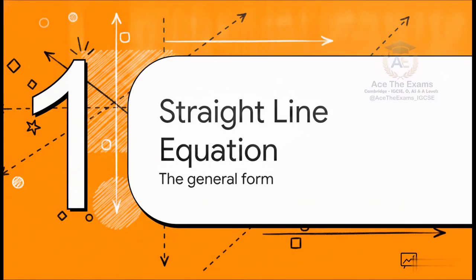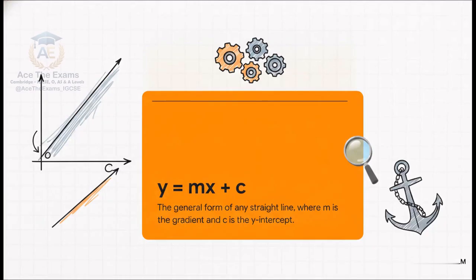All right, section 1, the straight line equation. Let's unpack the foundational framework that makes all linear graphs possible. Any straight line on a flat plane can be written in this general form, y equals mx plus c. Think of this as your universal translator for geometric lines. The m represents our gradient, basically how steep the line is, or how fast it goes up or down. And the c, that's our anchor. It tells us exactly where the line crosses the y-axis, locking its position perfectly in space.